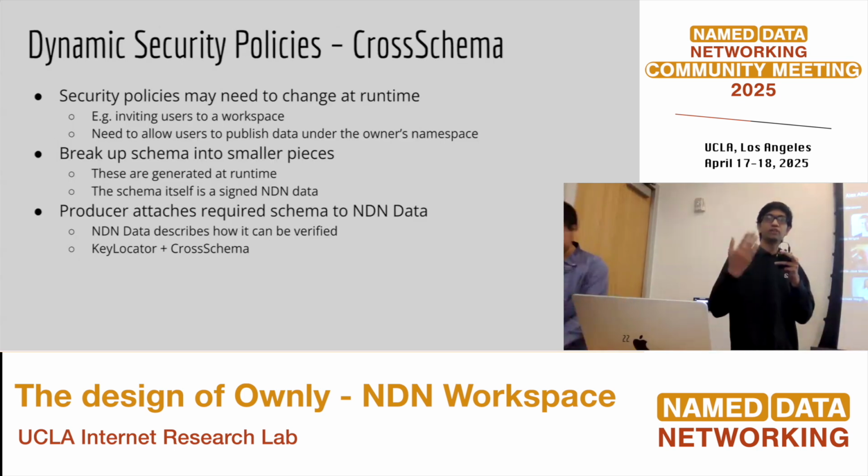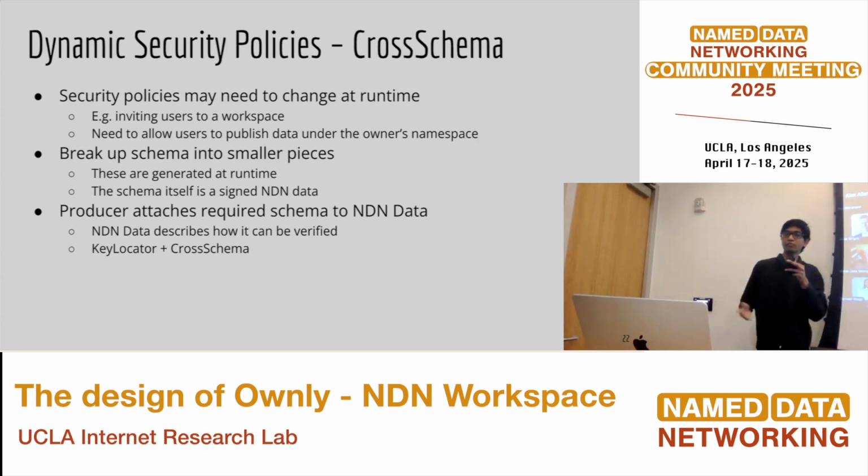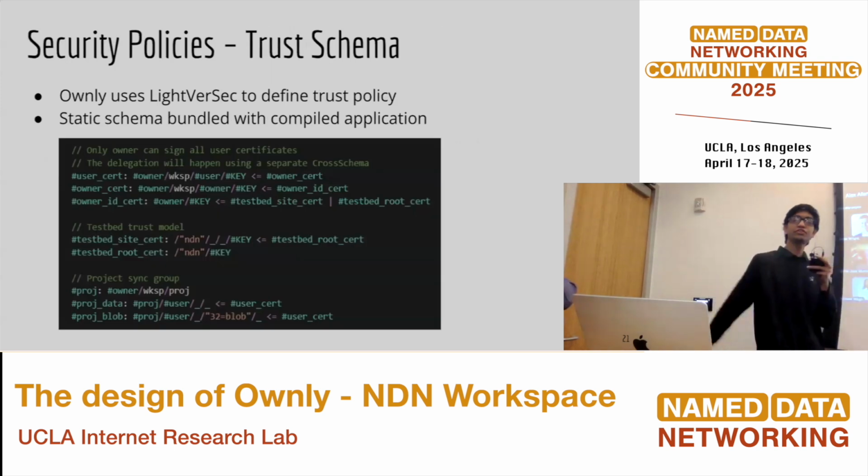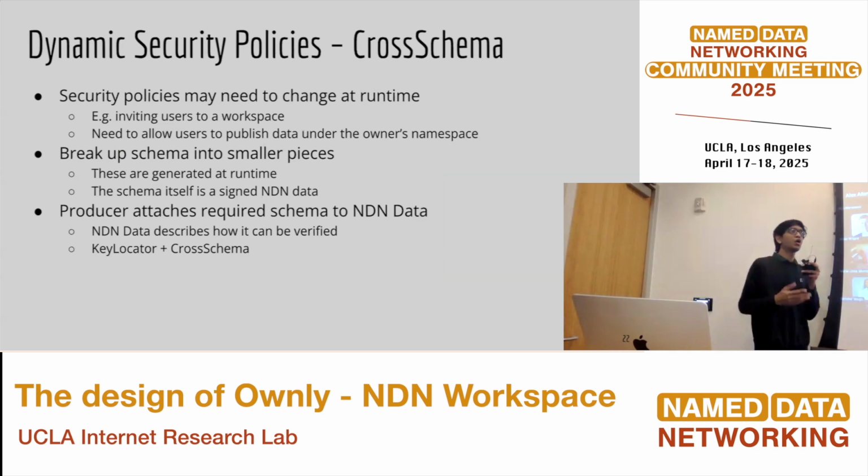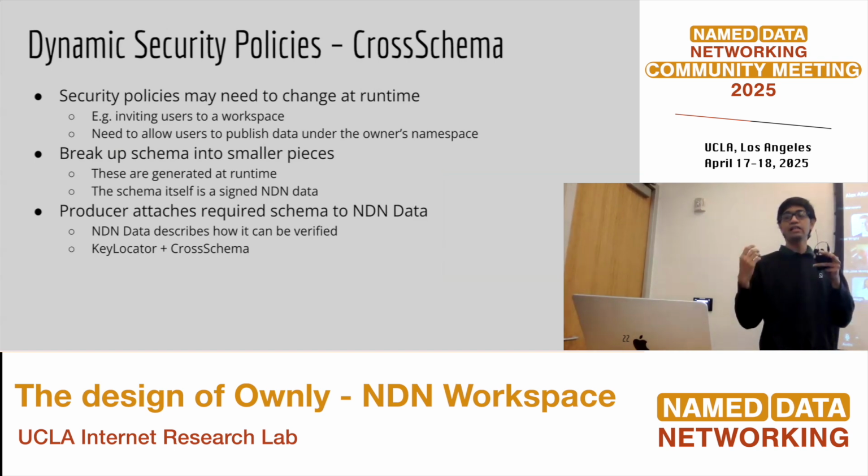So Tianan talked about the trust policies that we have in the application, and this networksec gets compiled and bundled into the application at compile time, and so that is the static part of the trust policy. Now, the trust policies of the application are not necessarily all static. For example, they may change at runtime. Like if I just invited a user to a workspace, like we just did for all of you, that means it's creating a rule that allows the invited user to publish under the owner's namespace. It is the owner's workspace, so it's the owner's namespace, and now we let the invitee publish under that namespace.